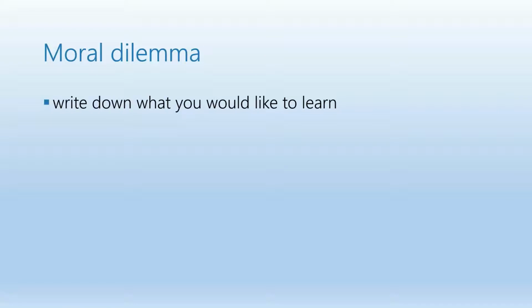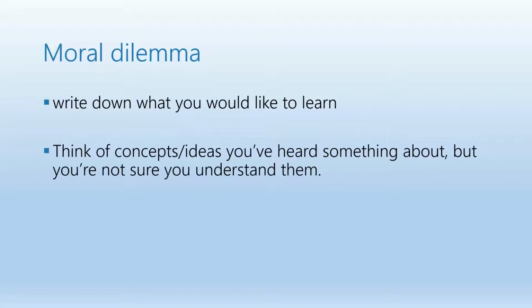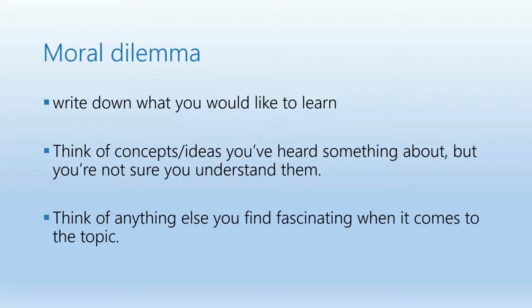In the 2nd column, in the W part, we write down what we would like to learn. Think of concepts or ideas you've heard something about, but you're not sure you understand them. Think of anything else you find fascinating when it comes to the topic. This can help you complete the W column. Now pause the video and write your answers.